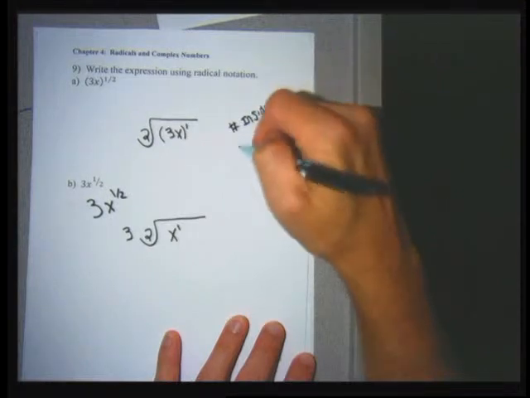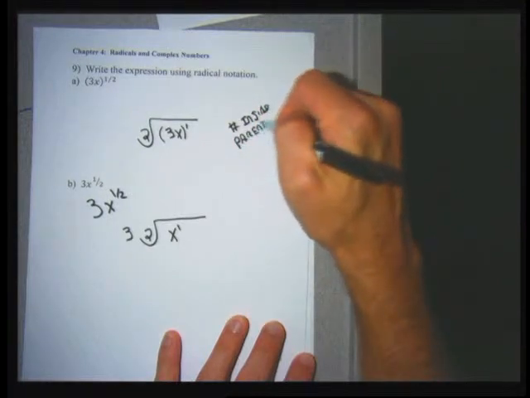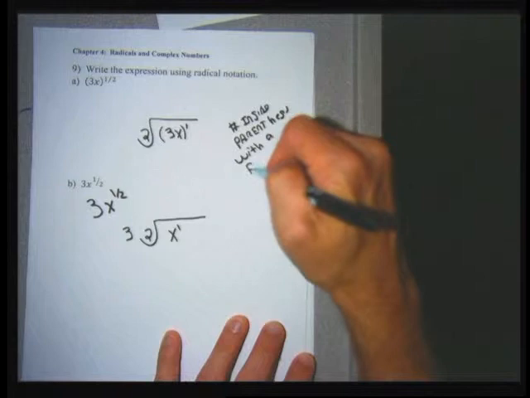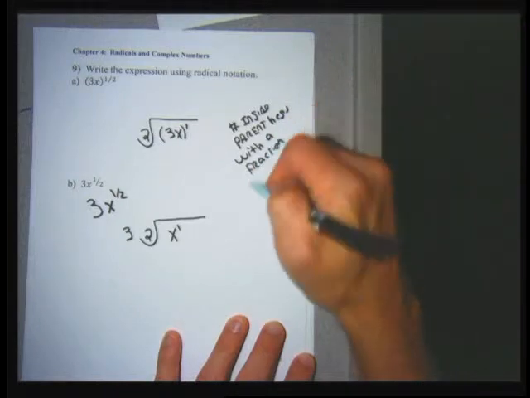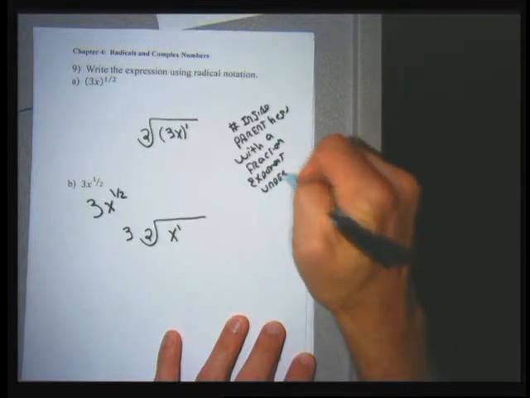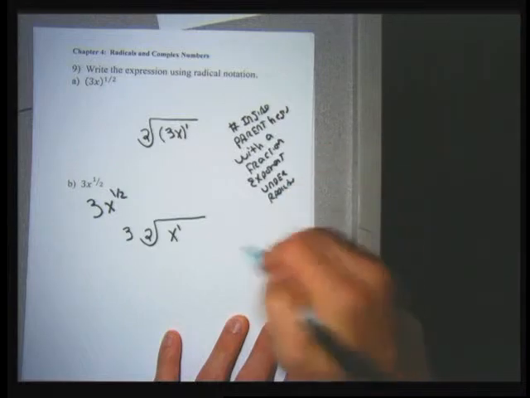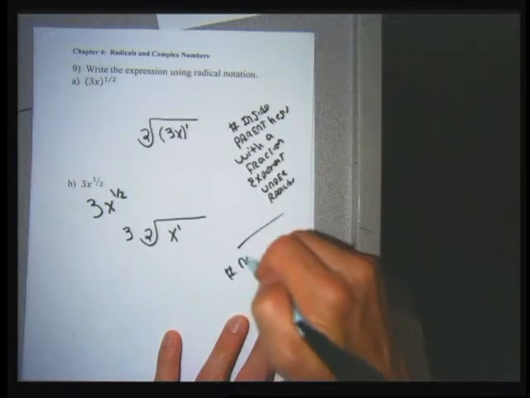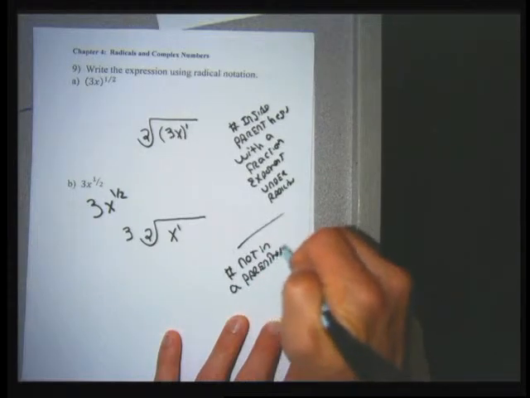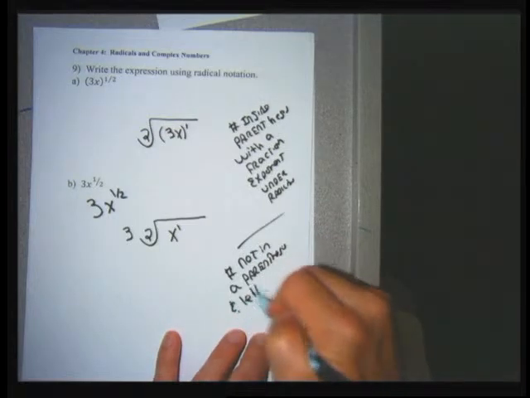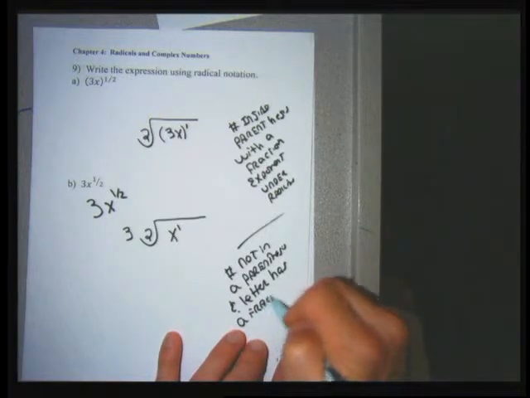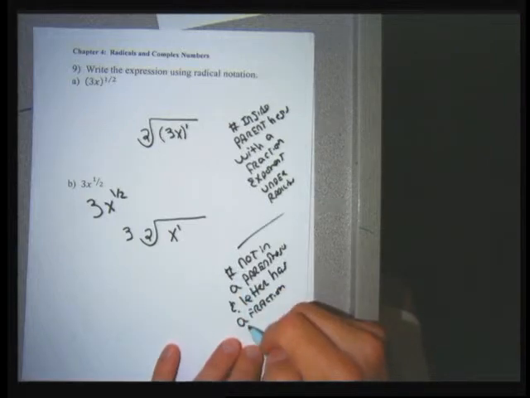inside a parentheses that has a fraction exponent goes under the radical. But if the number is not in a parentheses and the letter has a fraction exponent, then only the letter goes under the radical.